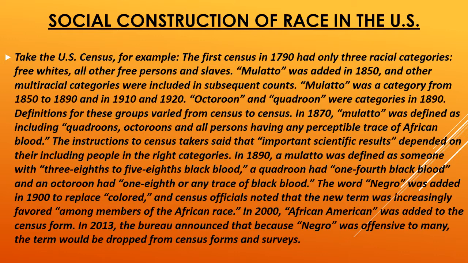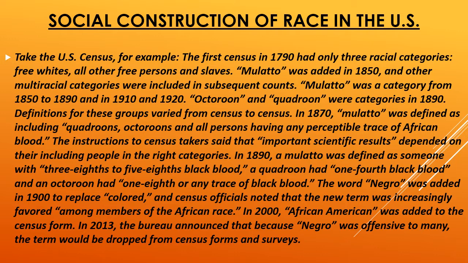Mulatto was a category from 1850 to 1890, and again in 1910 and 1920. Then octoroon and quadroon were categories in 1890. Definitions for these groups varied from census to census. In 1870, mulatto was defined as including quadroons, octoroons, and all persons having any perceptible trace of African blood. The instructions to census takers said that important scientific results depended on their including people in the right categories.